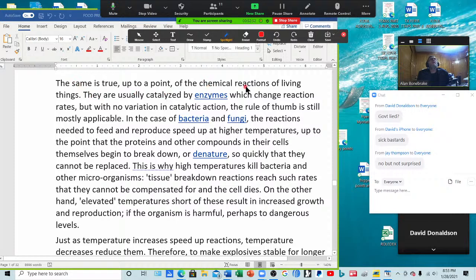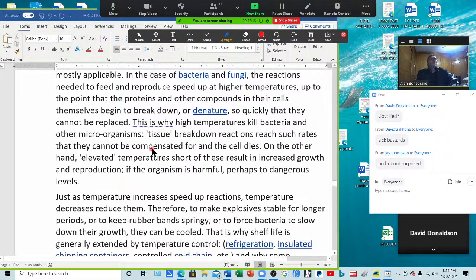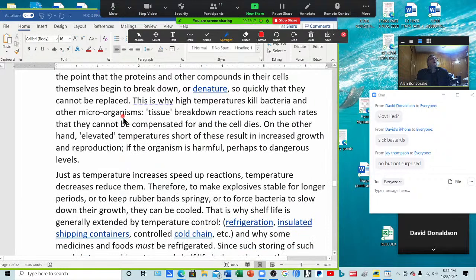The same is true, up to a point, of the chemical reactions of living things. They are usually catalyzed by enzymes, which change reaction rates with no variation in catalytic action. The rule of thumb is still mostly applicable in the case of bacteria and fungi. Reactions needed to feed and reproduce speed up at higher temperatures up to the point that the proteins and other compounds, their cells themselves, begin to break down or denature so quickly that they cannot be replaced. This is why high temperatures kill bacteria and other microorganisms. Tissue breakdown reactions reach such rates that they cannot be compensated for and the cell dies.